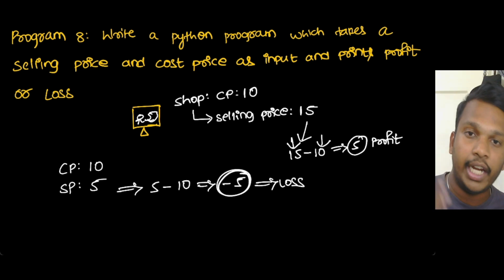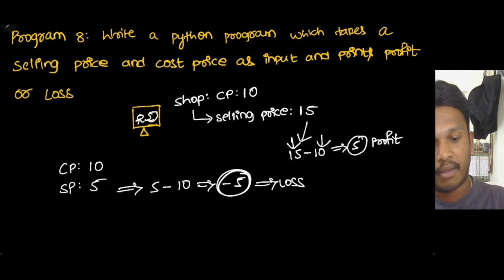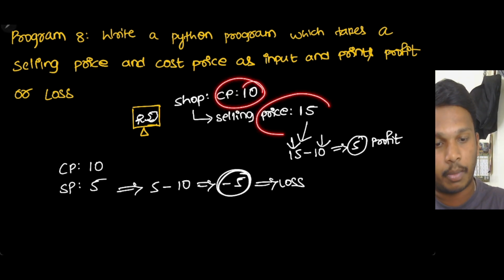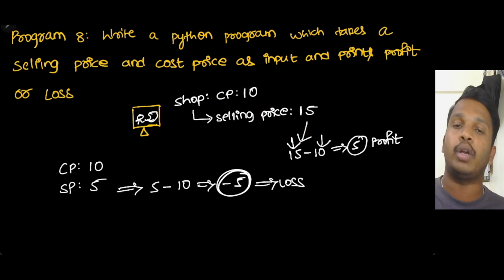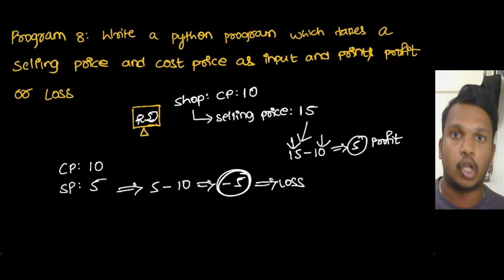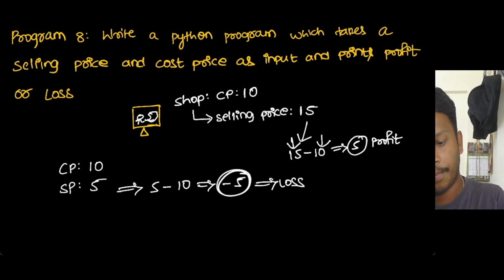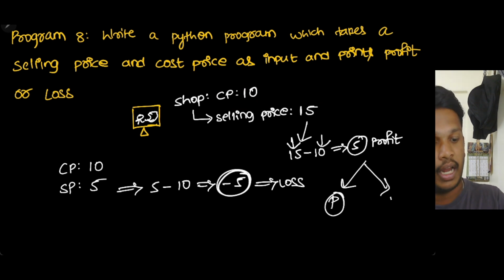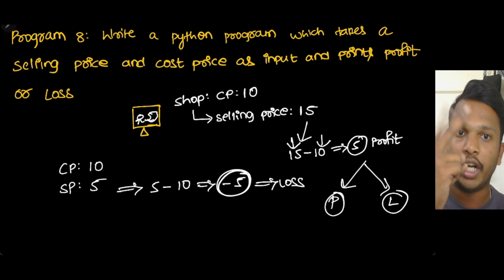Now in the program, we will get cost price and selling price as input. We need to tell what the businessman got: profit or loss. This is the program we need to write. Now if you observe carefully, what are the categories we have? Profit is one category and loss is one category. Totally, we have only two categories.